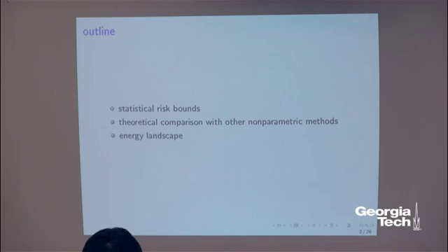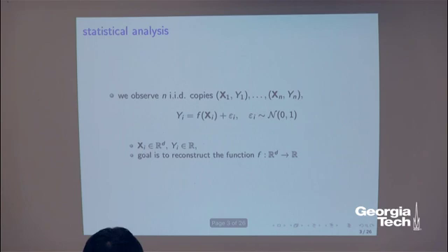Okay, so let me start with the statistical estimation risks. The model that we discussed was just the standard non-parametric regression model with random design. That means we observe n i.i.d. copies, with the X_i being random vectors of dimension d, and the Y_i the corresponding outputs. The model puts the input-output relationship: the outputs are the inputs applied to an unknown function f plus some Gaussian additive noise. And the problem in this model, what I explained last Friday, is that we want to recover the function f from the data.